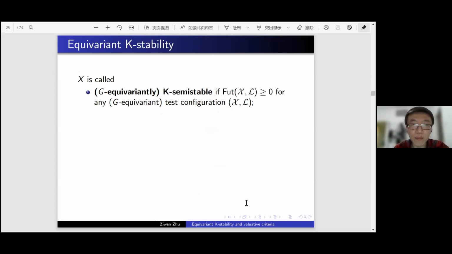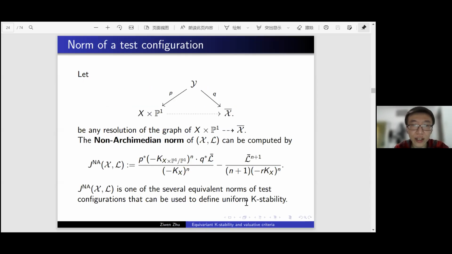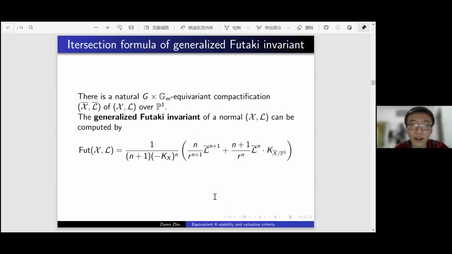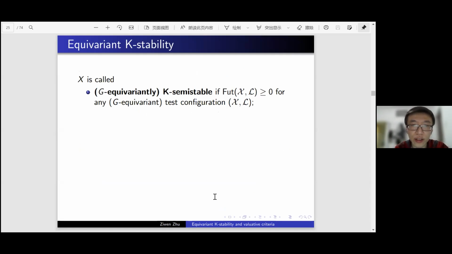Maybe I also want to mention that in all the definitions, if I take the G action here on X to be the identity group, then we recover the usual test configuration. We recover the notion of all the usual K-stability. Therefore, almost all the definitions of K-stability and equivariant K-stability are parallel.